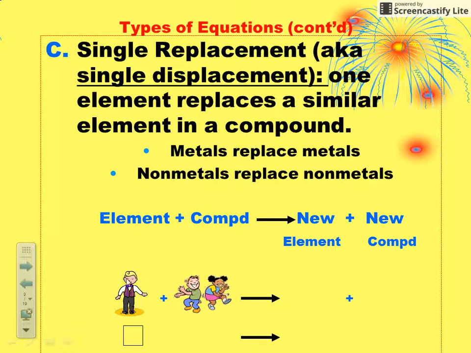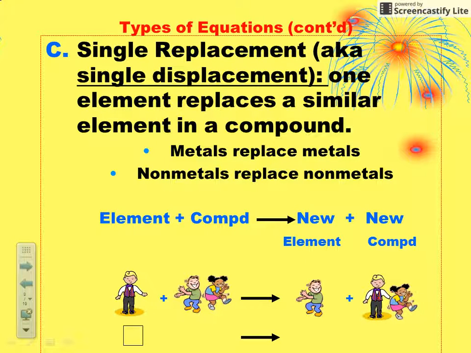So this fella here decides, hey, I think she's cute. I think I want to dance with her. So he's going to cut in and kick out the thing that is like him. So the boy replaces the boy. Notice, you see little green shirt boy by himself over here. He's been kicked out.